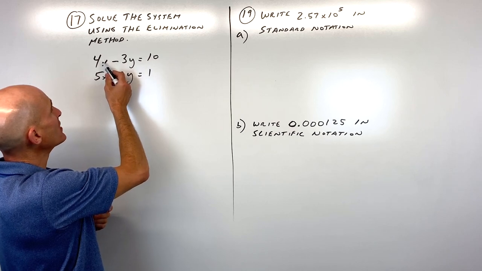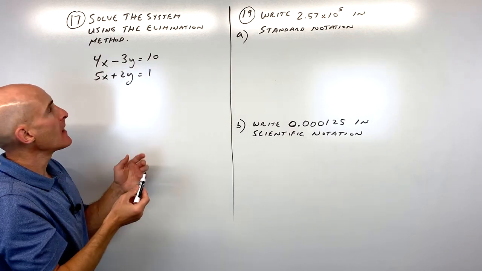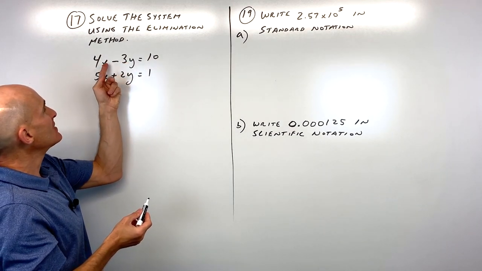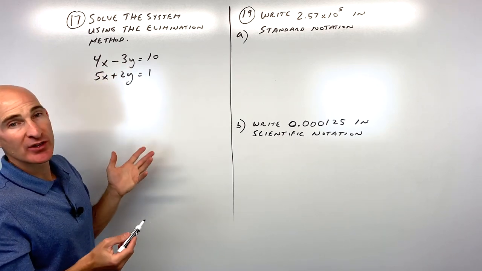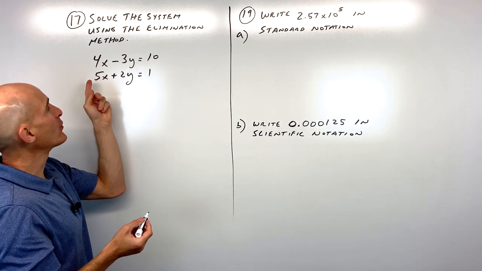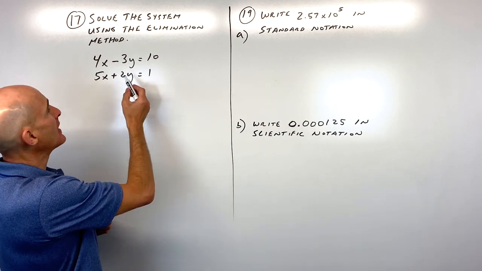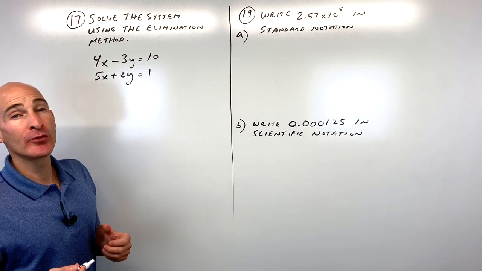So the question for this one is, do we want to eliminate the x's or the y's? Here you can see that there's not a really simple way to do this one. We're going to have to multiply both equations by a constant. And it looks like for 3 and 2, the lowest common multiple is 6.